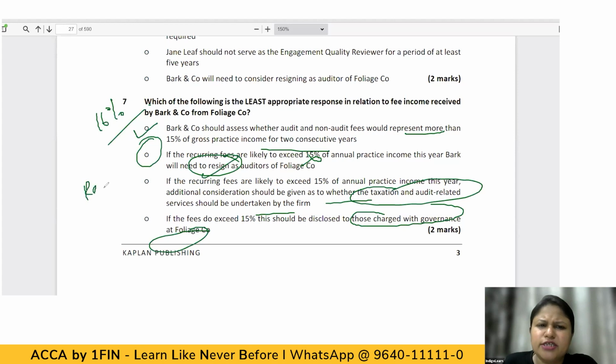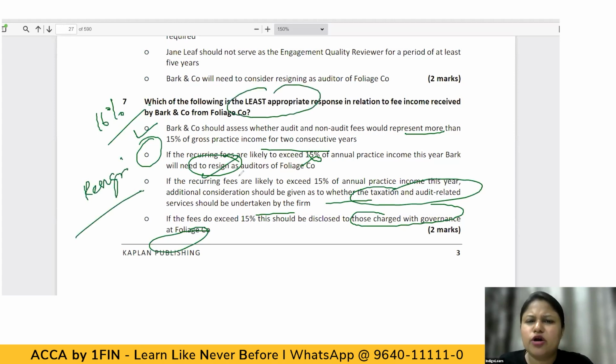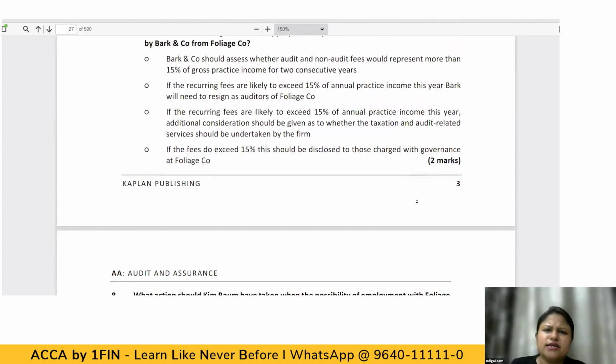Why will you resign? It's a major client of yours. So resignation is something wrong. Obviously, resignation is going to be the least appropriate. The remaining ones you're going to consider somewhere or the other.